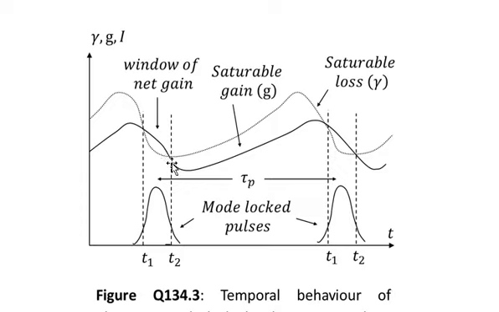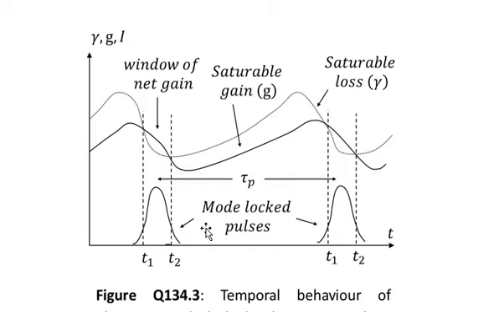The gain curve has now gone; the saturable loss now has fallen below the value of the gain in the time T1 and T2, where the value of the net gain is higher than the losses. So the gain is higher than the losses, and a net gain is produced. Due to that net gain, the pulse will pass through the medium between time t1 and t2.